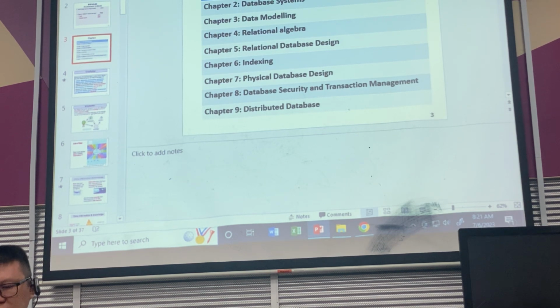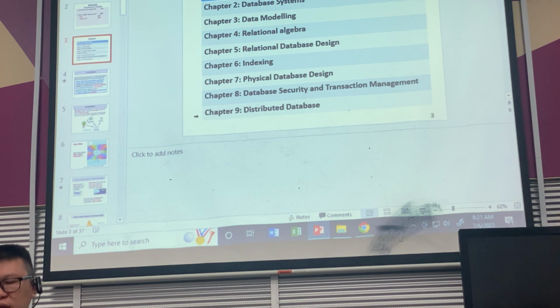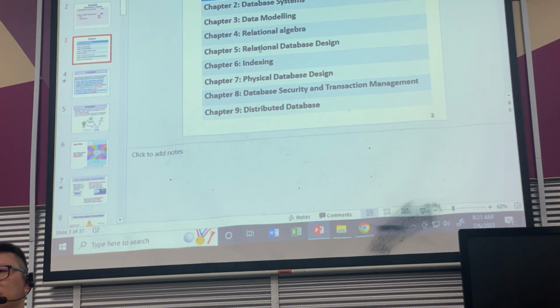The final exam is chapter 1 to 9. Another meaning is, whatever you see in the midterm test, similar types of questions will be in the final. But of course, they are different questions. Okay, so remember.